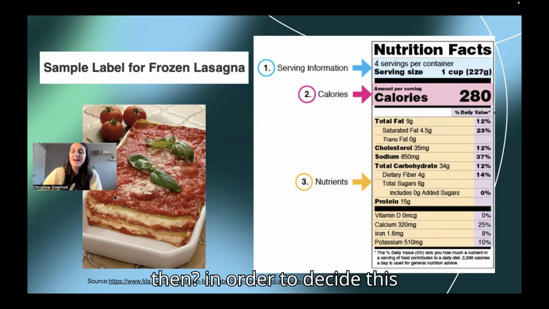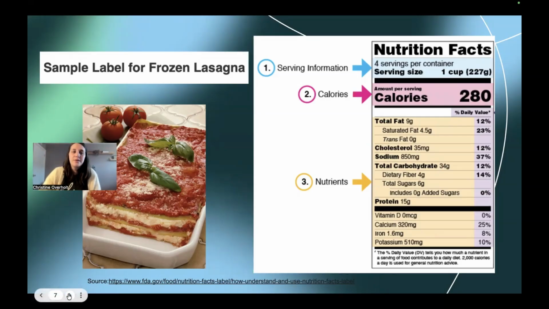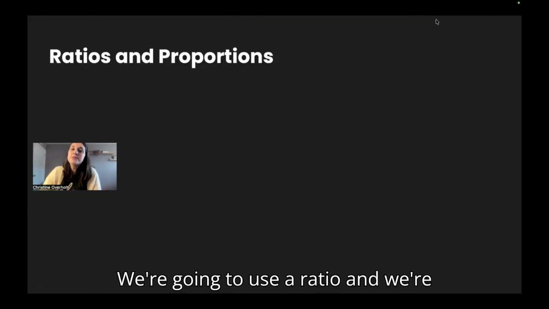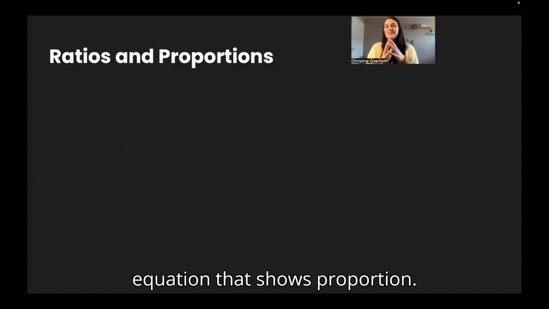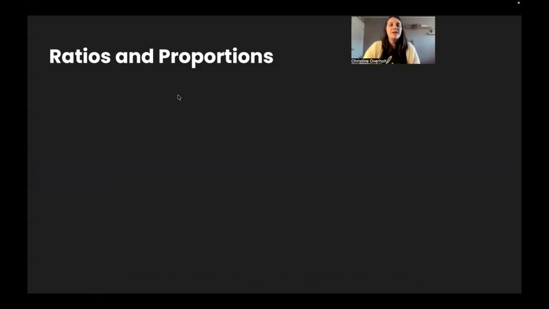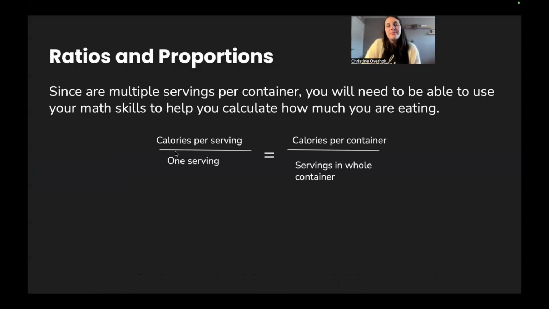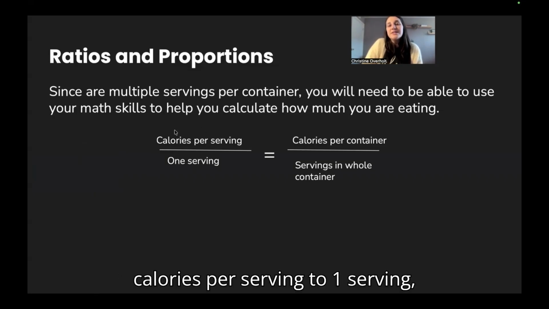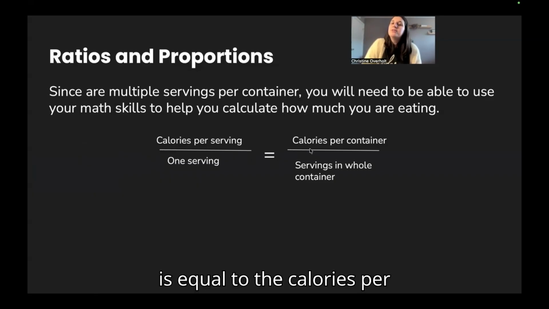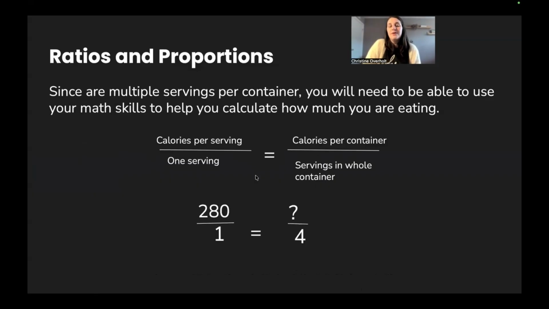Well, in order to decide this information, we're going to use something called a ratio. We're going to use a ratio and set up an equal equation that shows proportion. Let's take a look at how we can do this. If we take a ratio on the left of calories per serving to 1 serving, it is equal to the calories per container in the whole container.